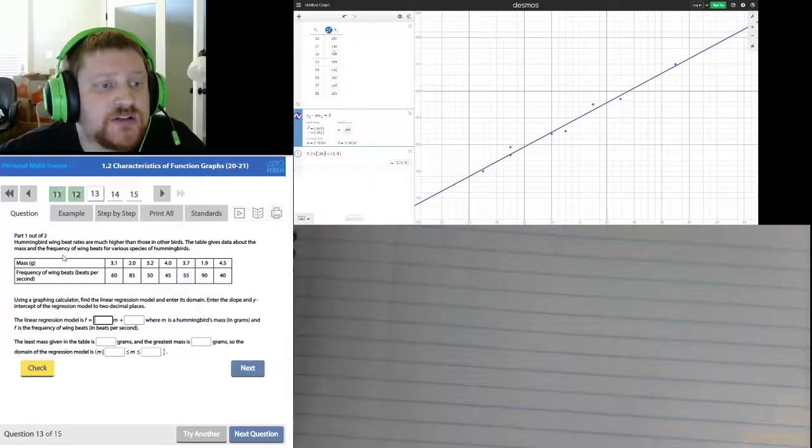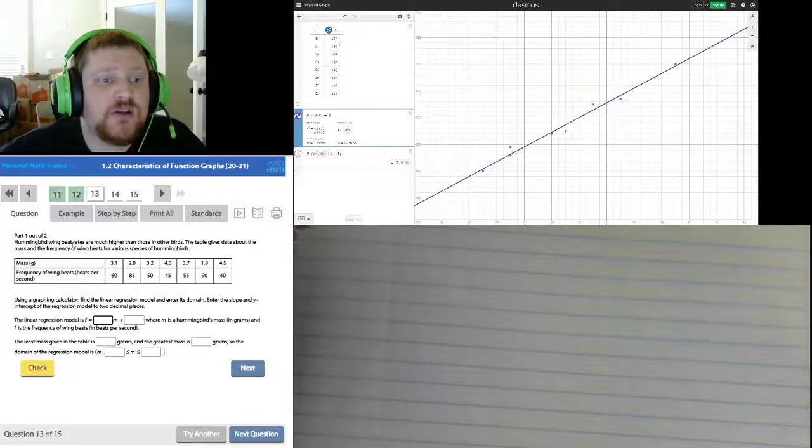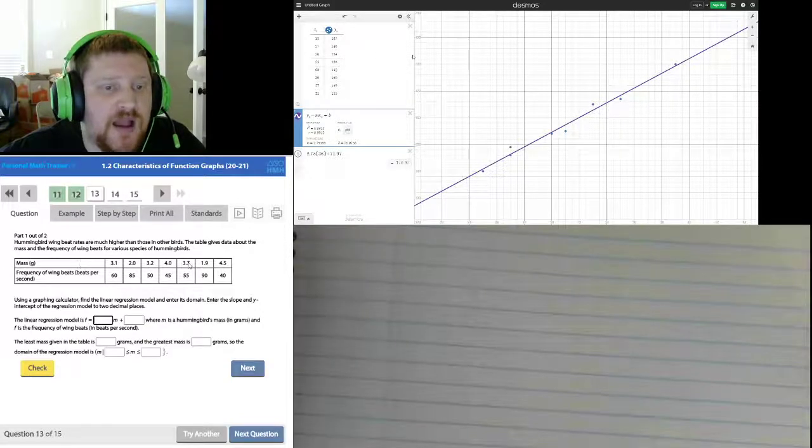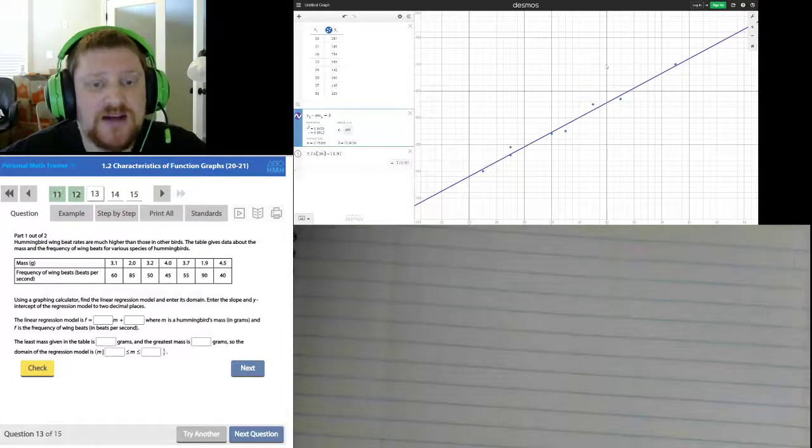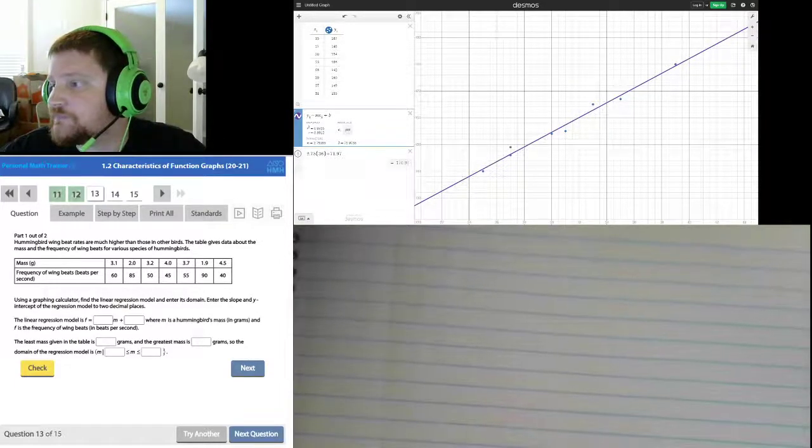Hummingbird wing beat rates are much higher than those of other birds. The table gives data about the mass and frequency of wing beats for various species of hummingbirds. So mass is here, frequency is here. Using a graphing calculator, find the linear regression model and enter its domain. Enter the slope and y-intercept of the regression model to 2 decimal places. Same question, different table. So we're going to go back to Desmos for this one.